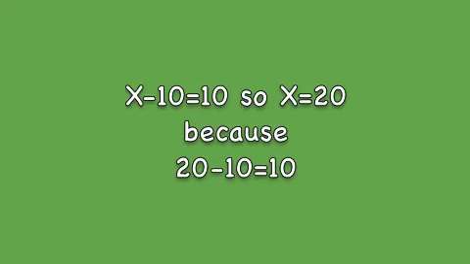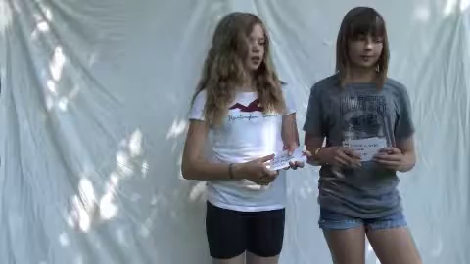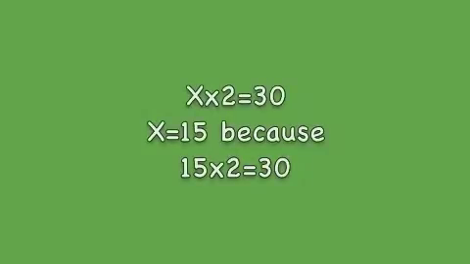Subtraction. x minus 10 equals 10. So x equals 20 because 20 minus 10 equals 10. Multiplication. If x times 2 equals 30, what could x be? x could be 15 because 15 times 2 equals 30. Division. If d divided by 4 equals 5, d could be 20 because 20 divided by 4 equals 5.